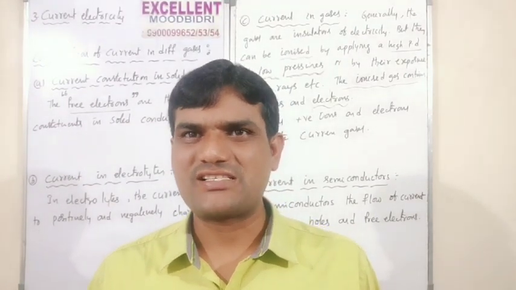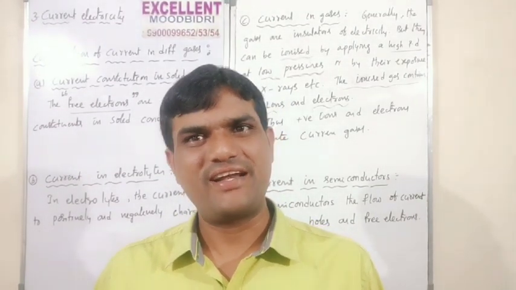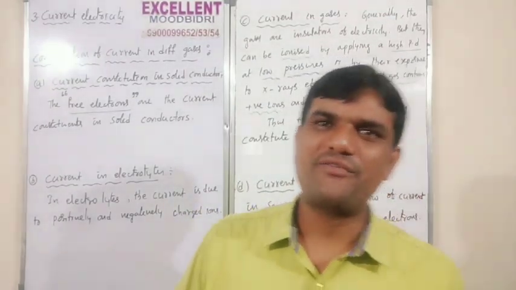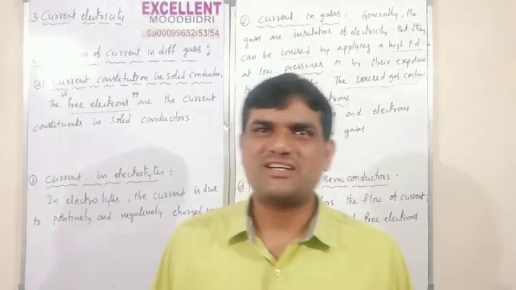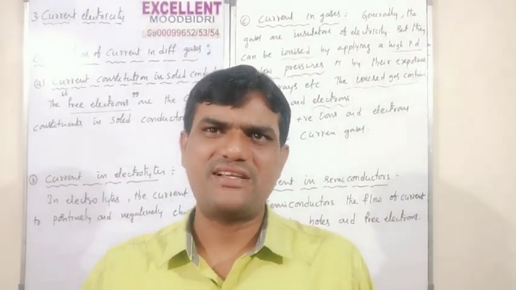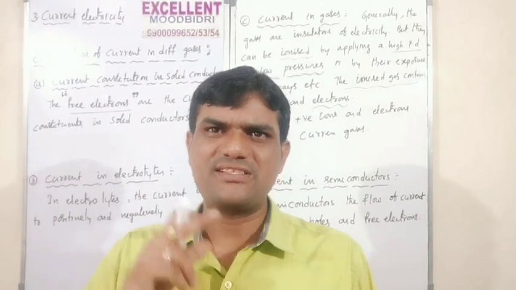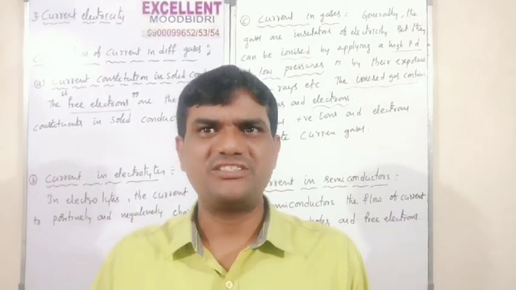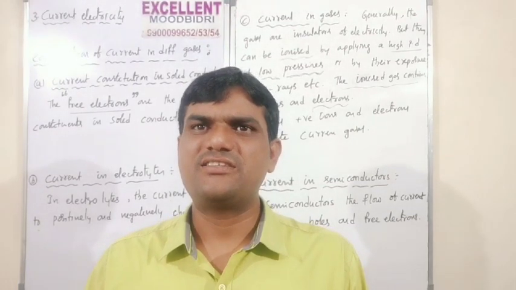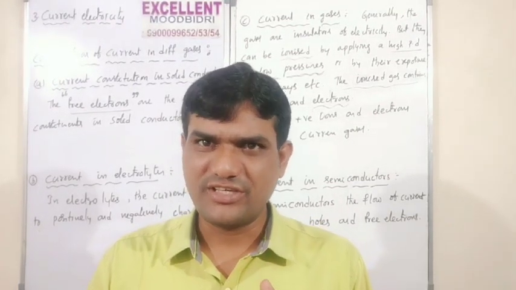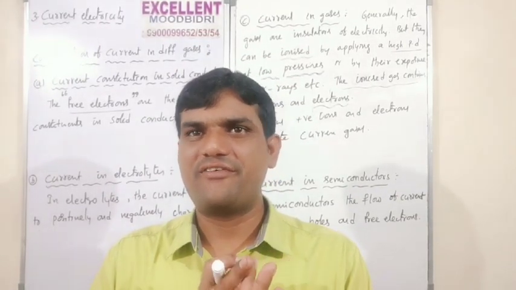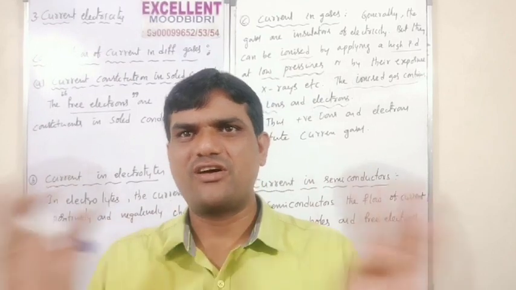Today we are going to discuss another important concept in current electricity. This is the second part. In the first part I have given so much information about current: what is the current, what is the ampere, what is the SI unit, what is the drift velocity, what is the mobility, what is the relaxation time, what is the relation between drift velocity and current, and between drift velocity and current density. And what is the conductivity derivation. All this I have given.